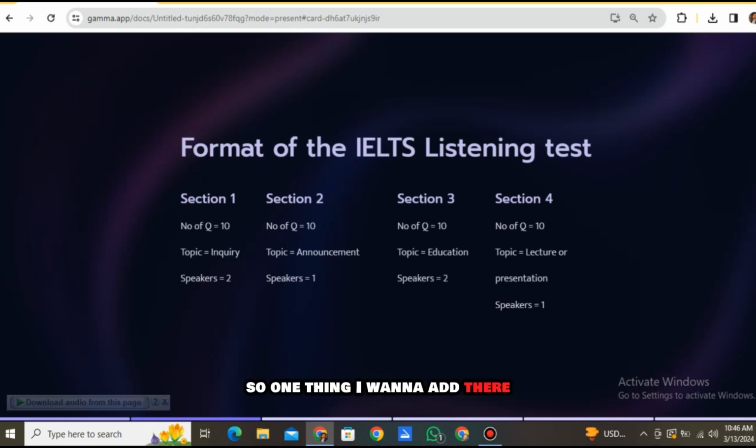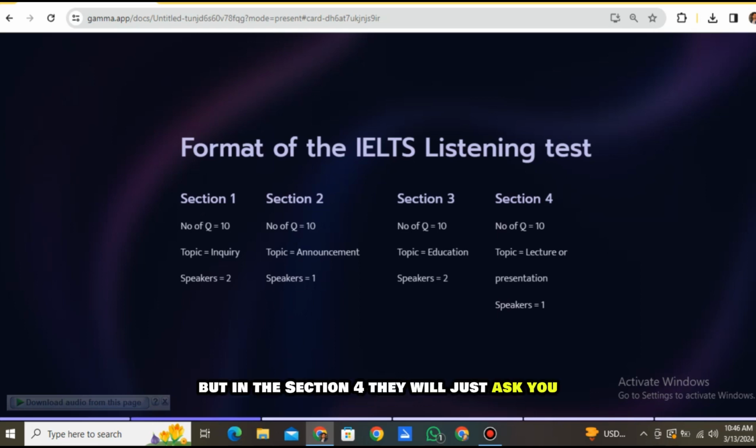One thing I want to add here, section 4 will be a little bit more difficult than section 1, because in the first 3 sections you will get a break after each 5 questions or 4 questions. Like if we talk about section 1, firstly the examiner will ask you to read questions 1 to 5, and then he will play the audio for that specific part. After that, he will give you some time to look at questions 6 to 10.